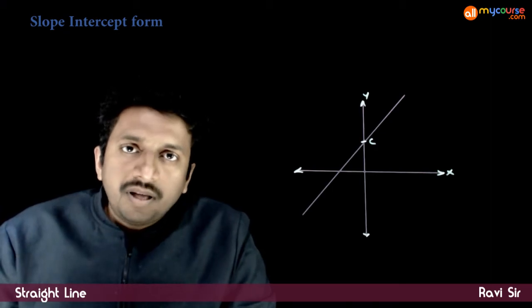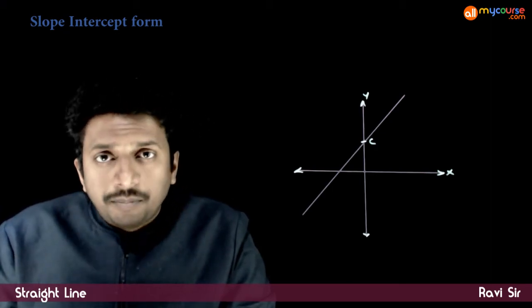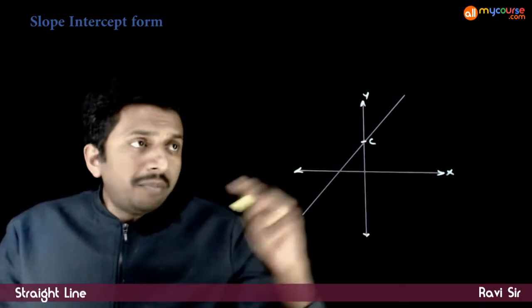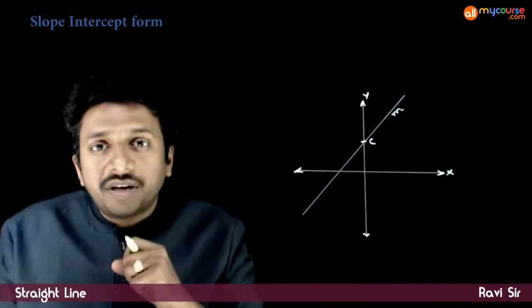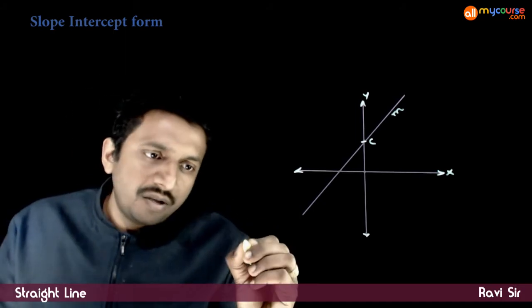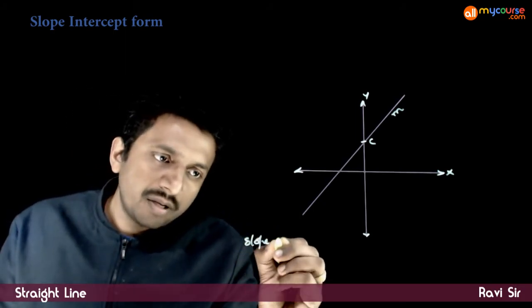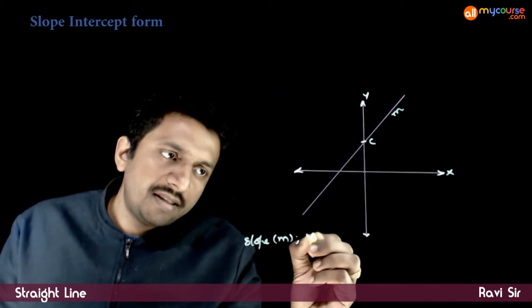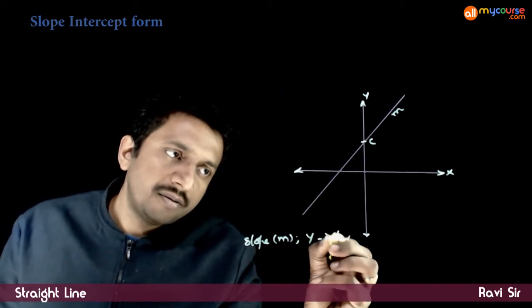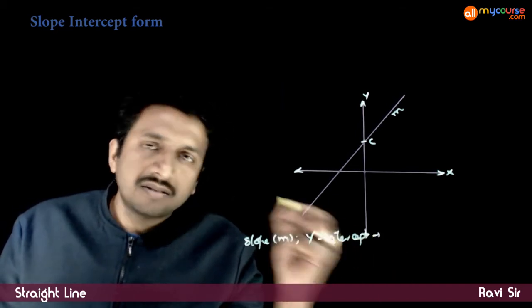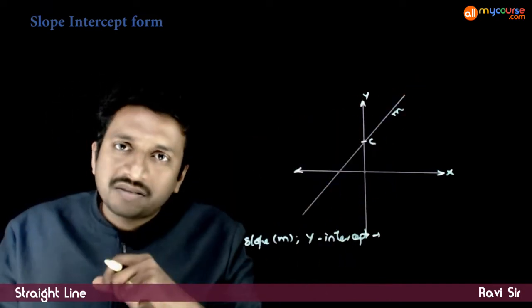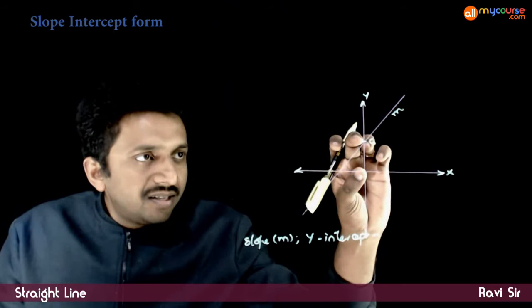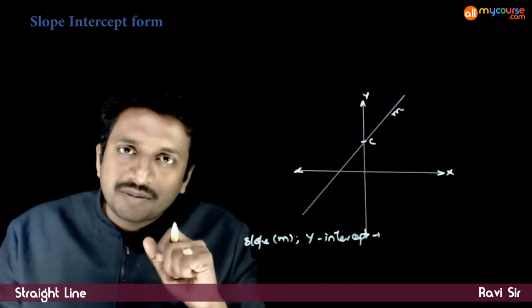The next form is the slope-intercept form. In this form, the slope of the line is given and the y-intercept specifically will be given. So if the slope is m and the y-intercept, so y-intercept means the point where the line cuts the y-axis, and the distance is called the y-intercept.